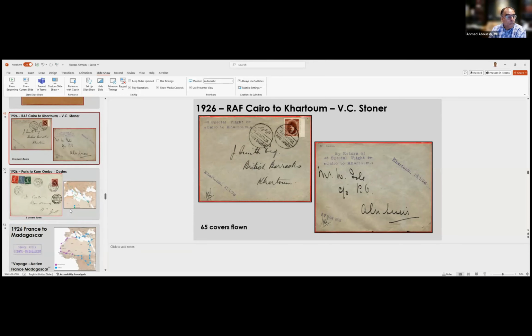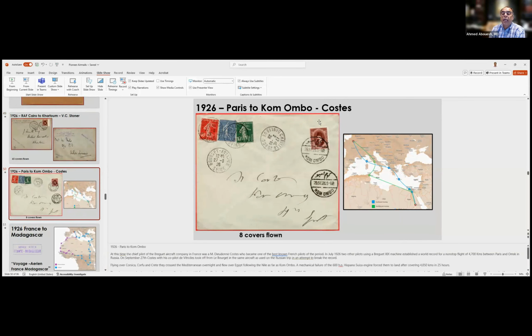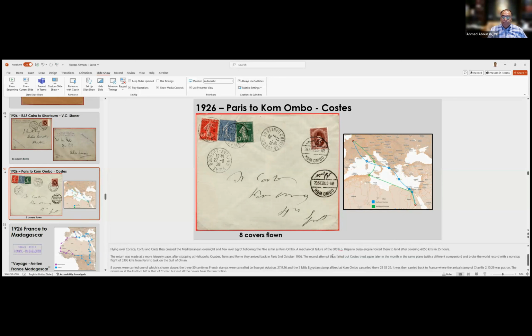There is the flight by the French forces flying from France downwards, and he broke down in Komombo, and these were posted from there, and they flew back, ending in Paris October 2nd.